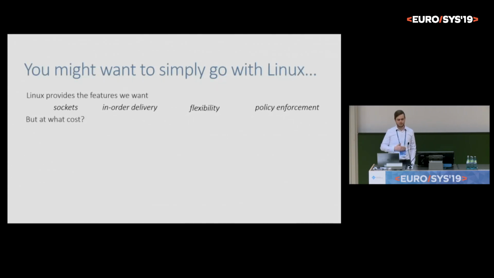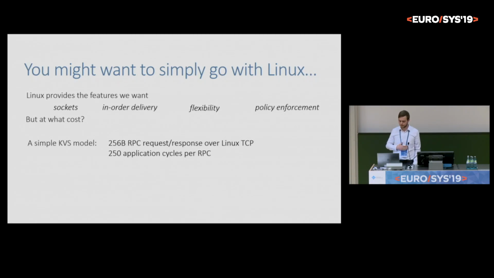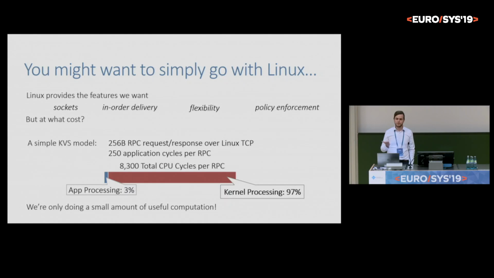The simplest solution would be to simply go with Linux. Linux provides all these features, but at what cost? If we run a simple experiment modeled after a key value store with 256-byte requests and responses over Linux TCP and a 250-cycle application workload, we quickly find we're doing 8,300 cycles per RPC, which means that about 97% of our time is spent doing kernel or packet processing, and only 3% of our time is in the application. So we're only doing a small amount of useful computation.